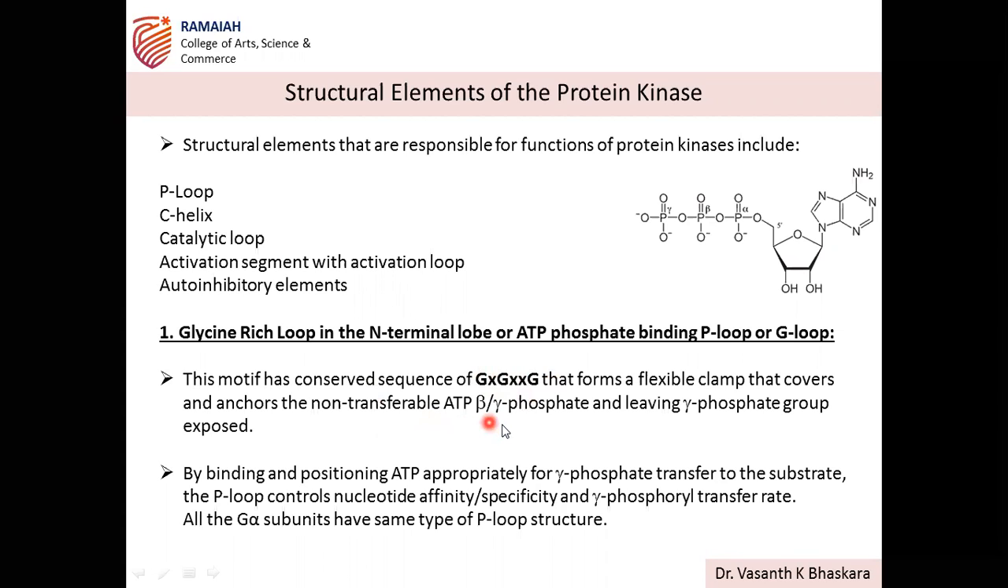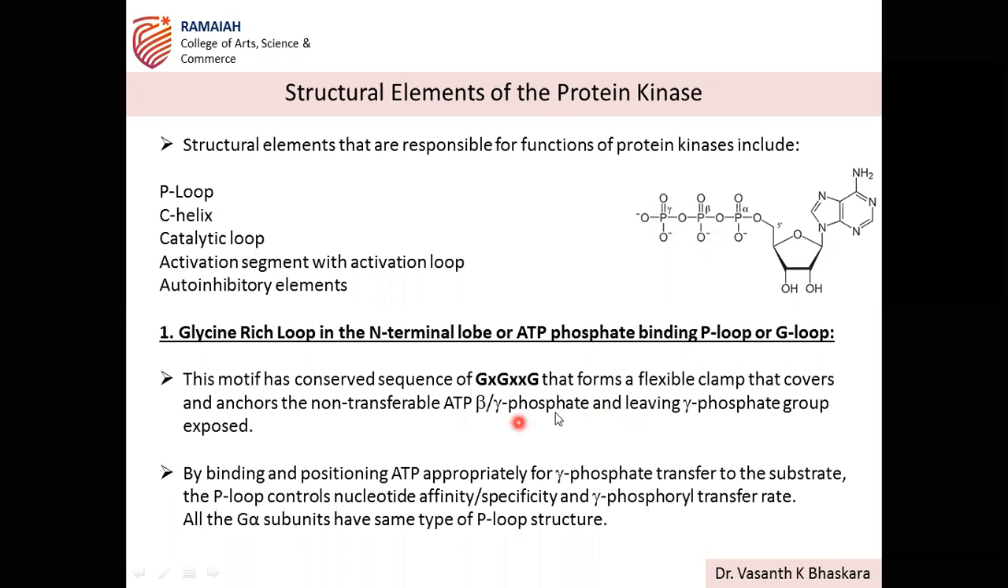the non-transferable ATP alpha and beta. Here there was a mistake in what I said earlier. Alpha and beta are non-transferable. They stay within the small lobe of the protein kinase enzyme, whereas the gamma phosphate is known as the leaving group. Okay, you have corrected it, right? I told this in the last class also. The alpha beta phosphate is retained in the smaller subunit, whereas the gamma phosphate is the phosphate group which is transferred from ATP to the substrate.